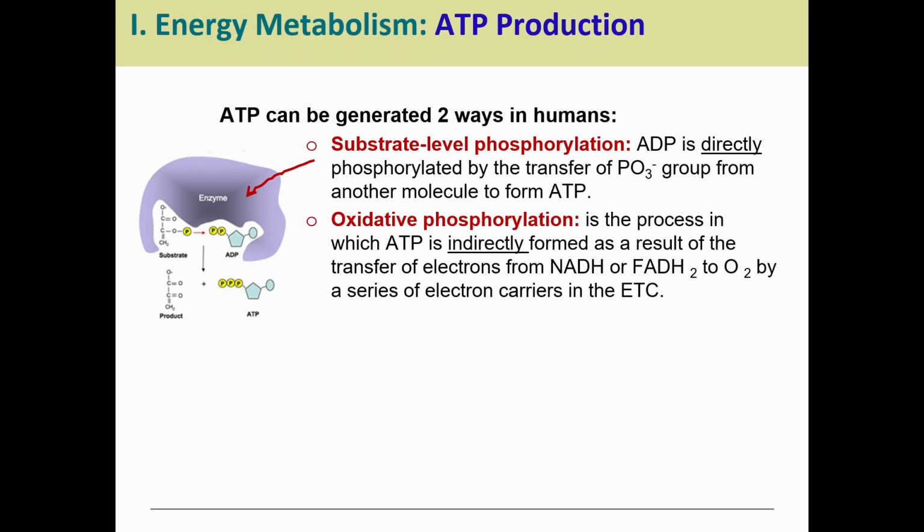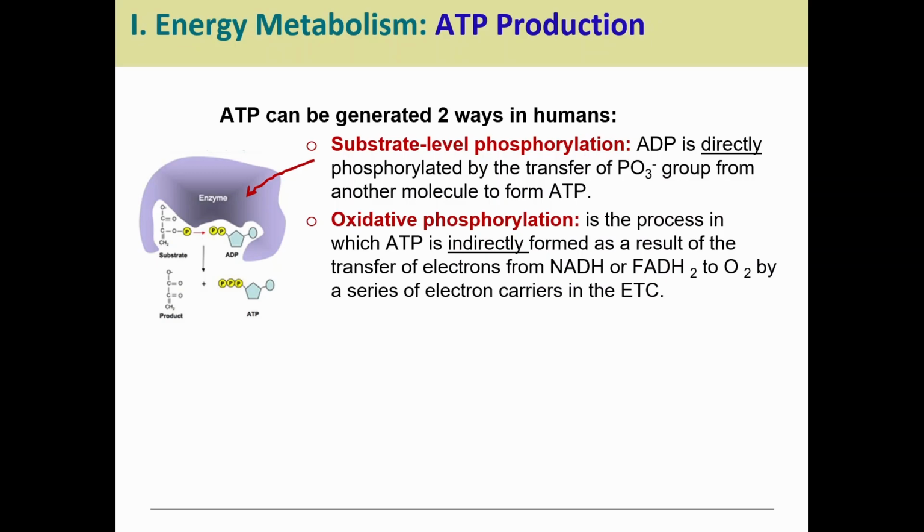So in people, ATP can be generated in two ways, right? We can either basically directly go from ADP to ATP. We're literally just slapping that phosphate on. This is called substrate level phosphorylation. Or we go through oxidative phosphorylation, where we're indirectly creating that ATP because we're doing an electron change. The way that you can remember these is that substrate level phosphorylation is what's happening in steps like glycolysis and the Krebs cycle, whereas oxidative phosphorylation is what the electron transport chain is taking care of, right?